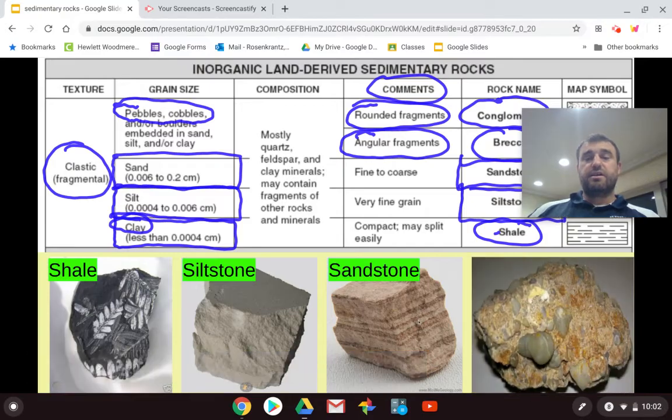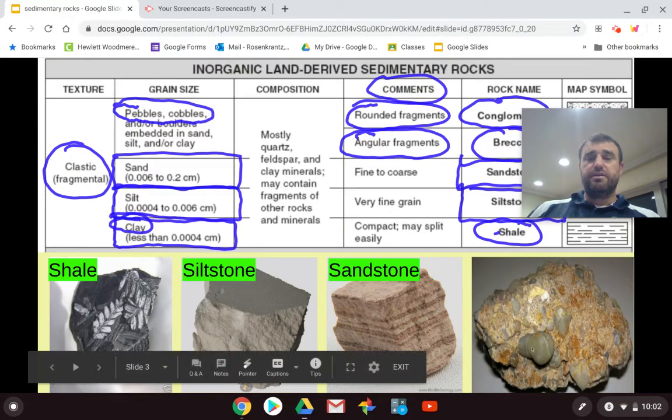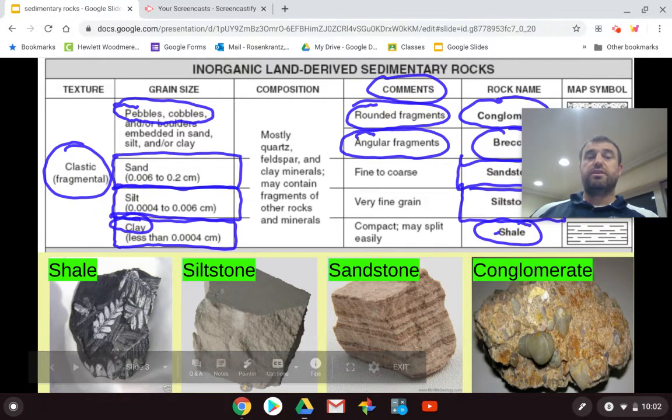And then the next rock, see that big pebble right here? So if there's a pebble at all, and it's rounded, that's called a conglomerate.